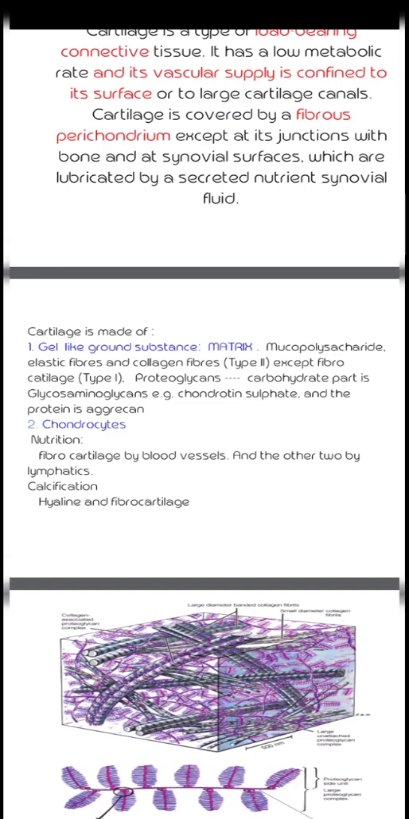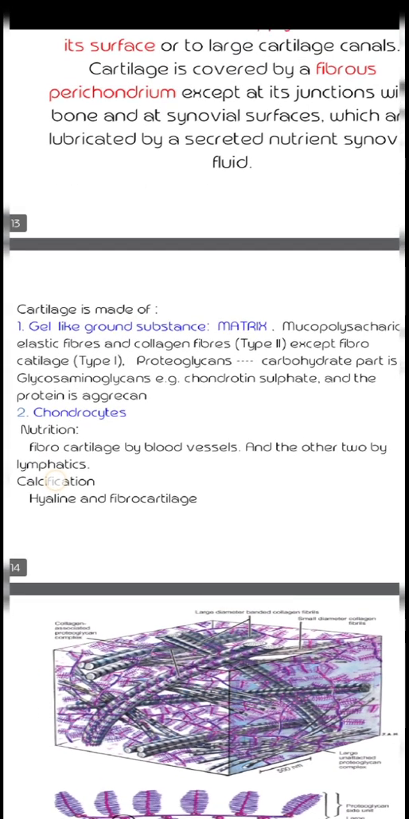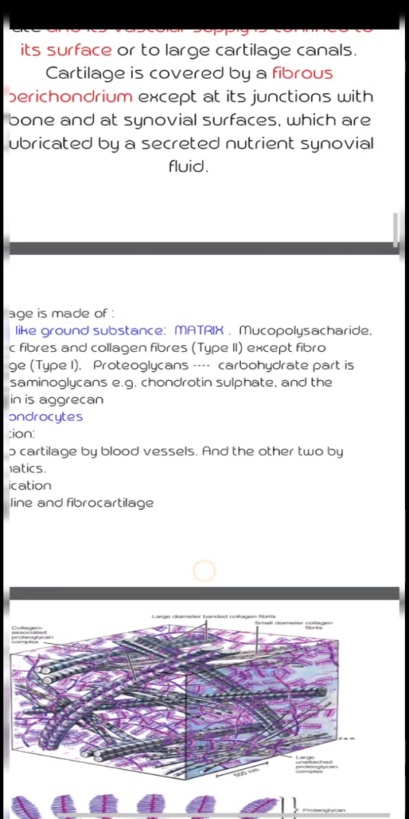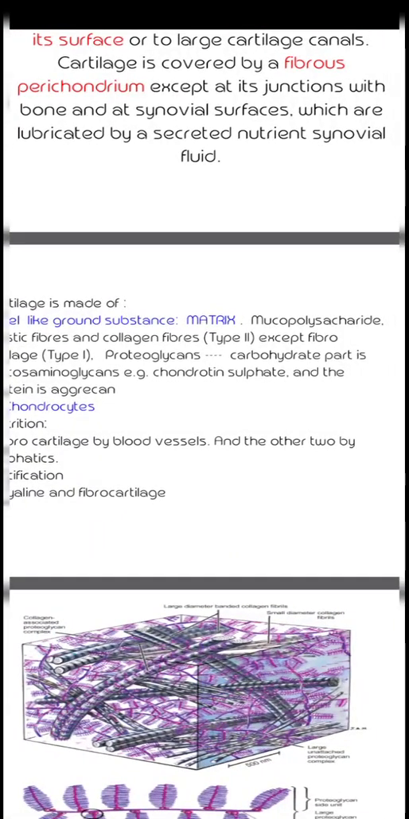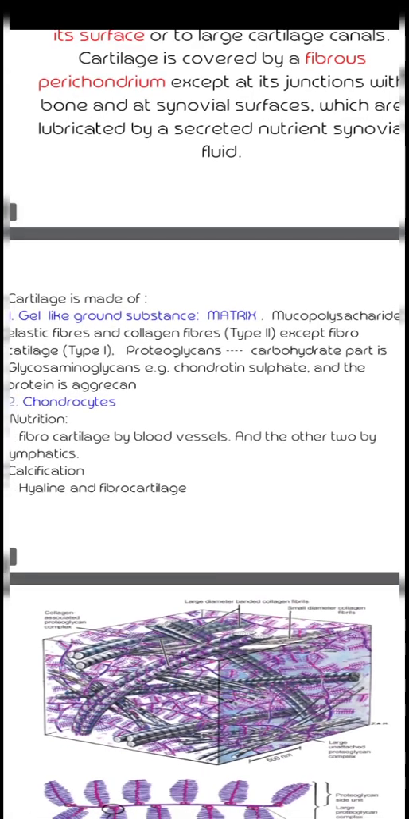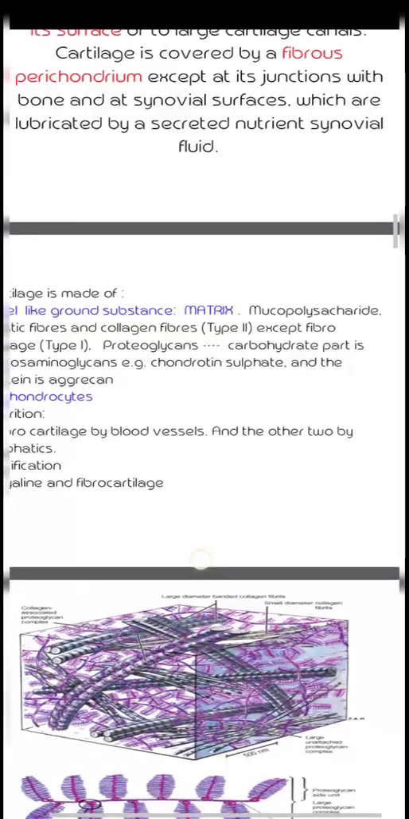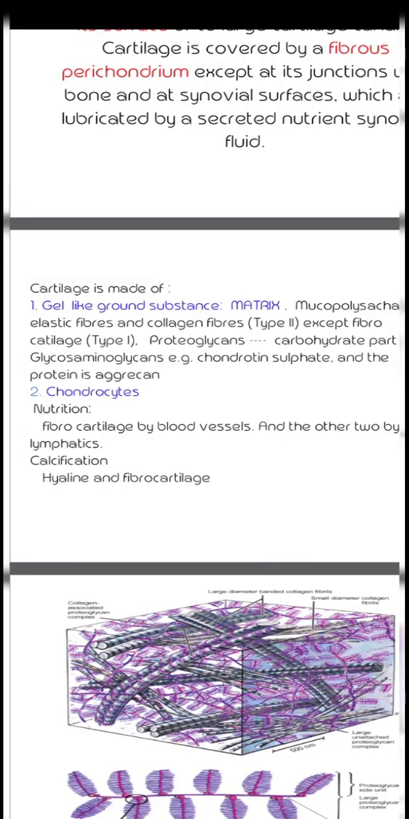So the cartilage, just like any other connective tissue, is made up of two parts: extracellular matrix and specific cells. Extracellular matrix of the cartilage is composed of mucopolysaccharides, elastic fibers and collagen fibers type 2. In the last lecture I explained type 1 collagen is present in bones, type 2 in cartilage, type 4 at basement membrane, type 5 in hair. Okay. So you need to remember that.